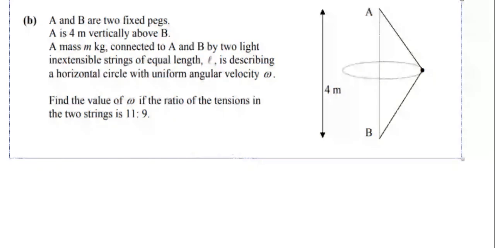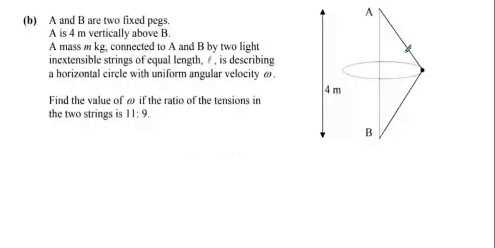So what we have is the 2011 6B and the following. We got T1 going up this way and T2 going down this way. Now you've got to remember that when you're talking about motion in a horizontal circle, T1 is the bigger one and T2 is the smaller one. It's always the top one that takes more of the slack.